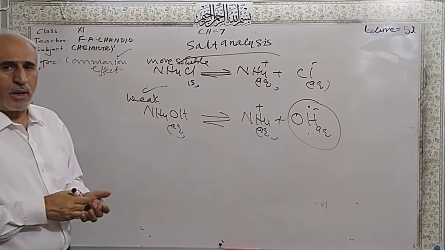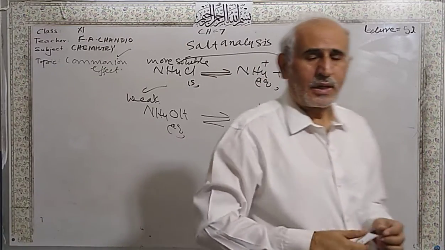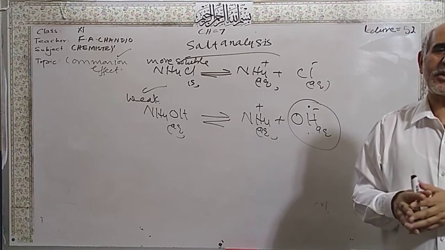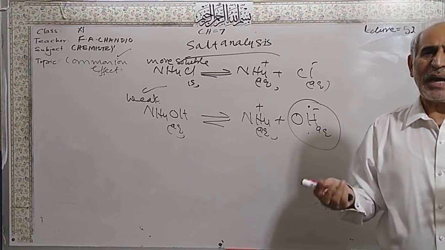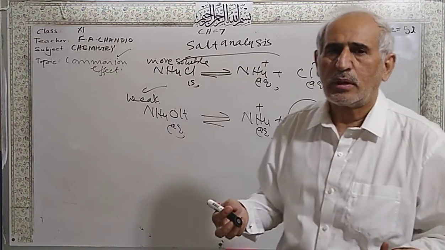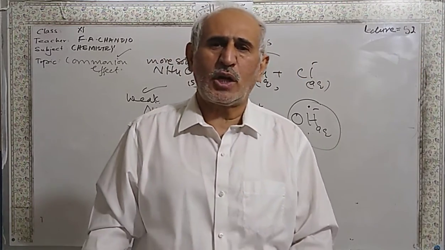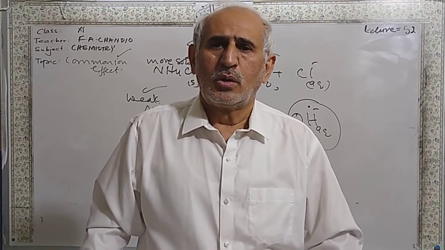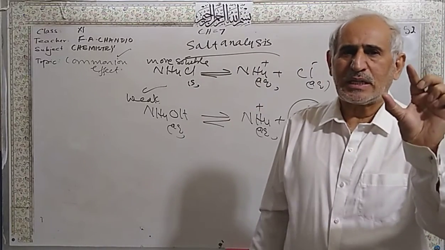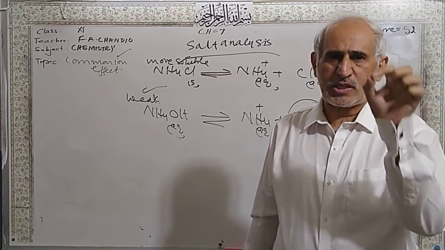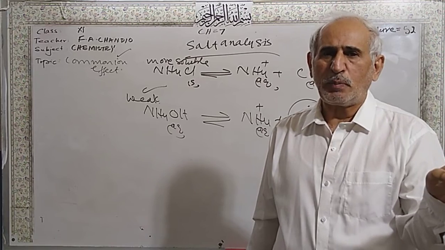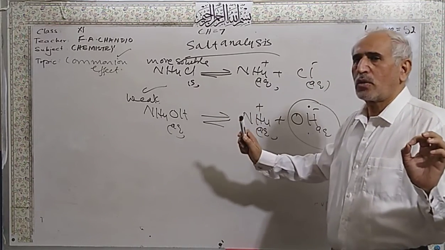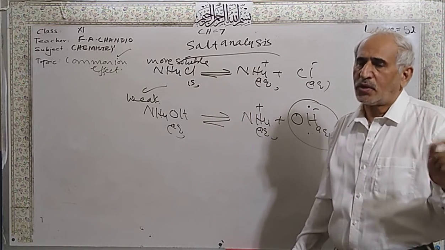So dear students, we are going to analyze the cation of the salt. Suppose we have a copper sulfate salt and I want to identify copper. So you have a sample solution, copper sulfate solution, in a test tube. In another test tube you have ammonium chloride, and in the third test tube you have ammonium hydroxide.